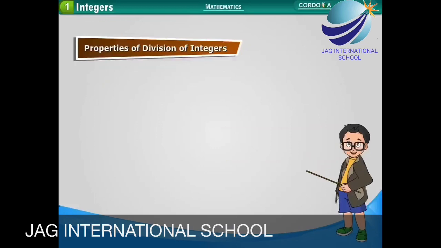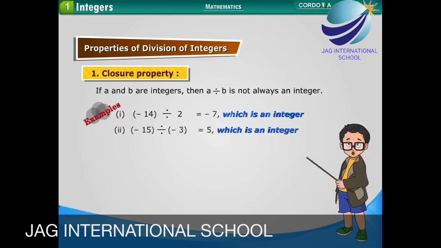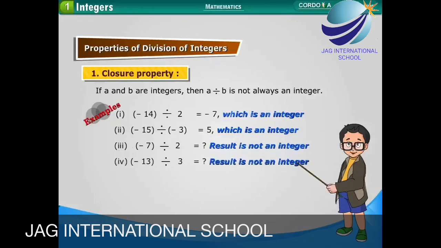Properties of division of integers. Closure property. If a and b are integers, then a divided by b is not always an integer. Examples: negative 14 divided by 2 is equal to negative 7, which is an integer. Negative 15 divided by negative 3 is equal to 5, which is an integer. Negative 7 divided by 2, the result is not an integer. Negative 13 divided by 3, the result is not an integer.